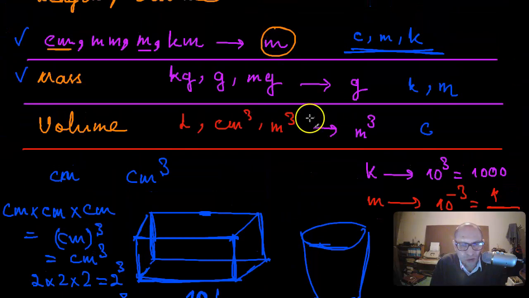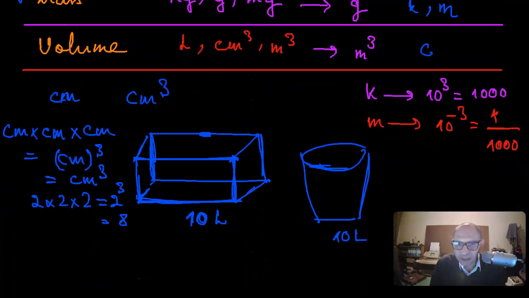So then essentially the units are different in this way, meaning that the unit is a cubic centimeter or a cubic meter or a cubic kilometer or a cubic millimeter or something like that. So the conversion is going to be different, right? I'll show you essentially what I mean by different.